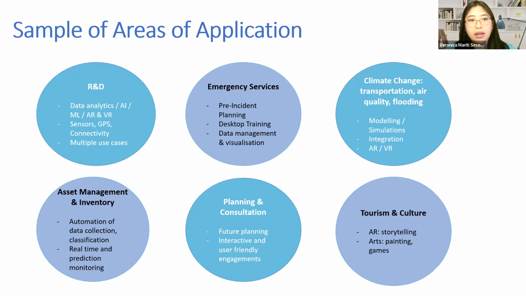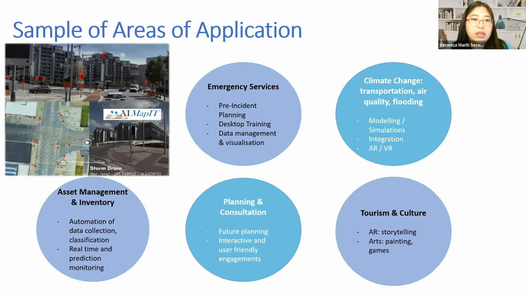One of them, and it's big, is asset management and inventory. So how we can do automation of data collection and classification, how we can use real-time and prediction monitoring. This one that I brought for you is one of the projects that we did together with Minute, and we're using Google Street View data to identify and geolocate every traffic light and drainage of the city, and then they could build an asset management and inventory.